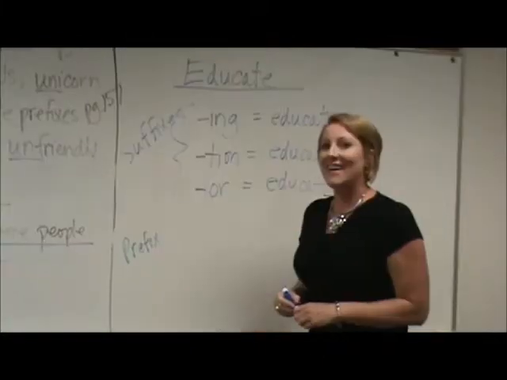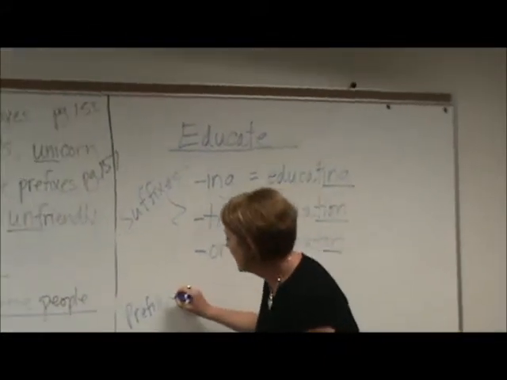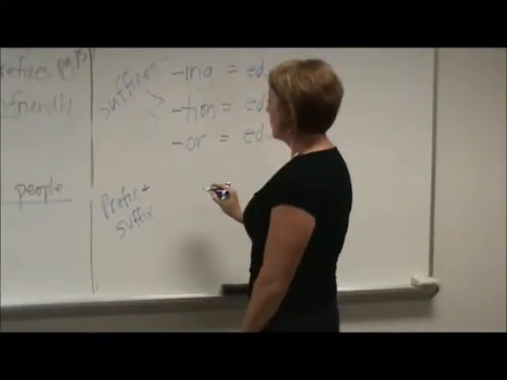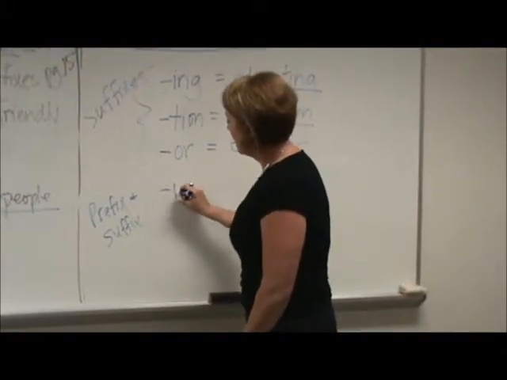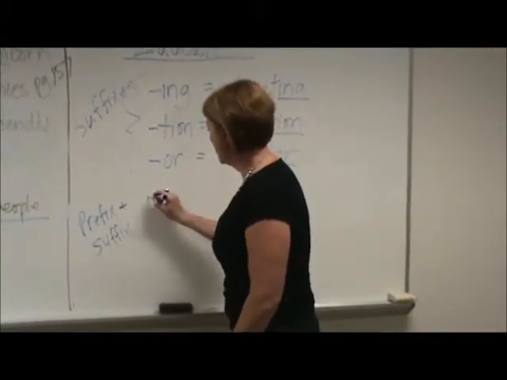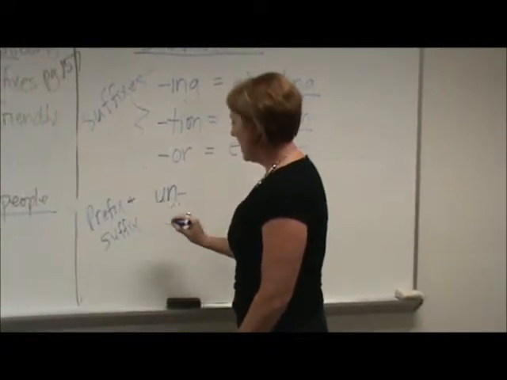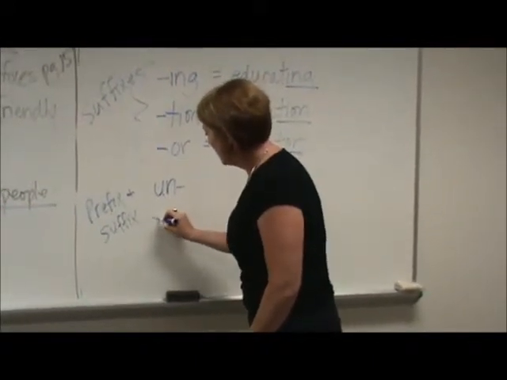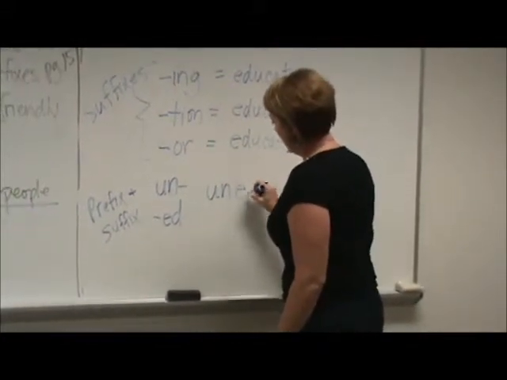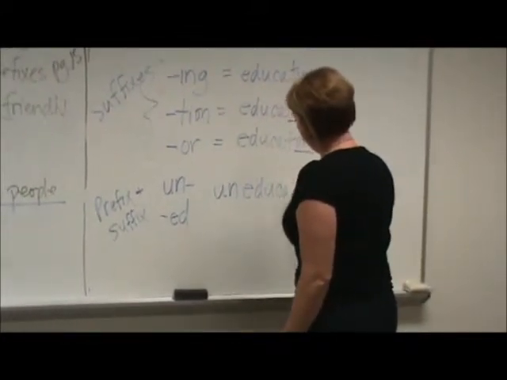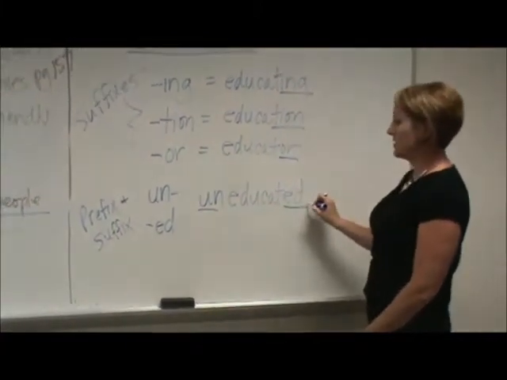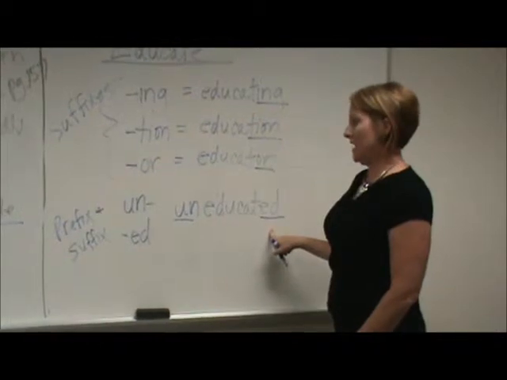If we add, okay, in this case we're going to add a prefix and a suffix. All right, we're going to add the prefix, prefix goes like this, and the suffix ed. So we're going to write the word as uneducated. So here's our prefix, here's our suffix, and it makes the word uneducated.